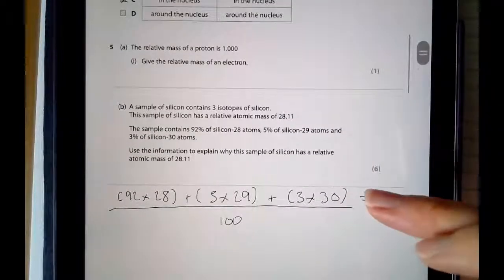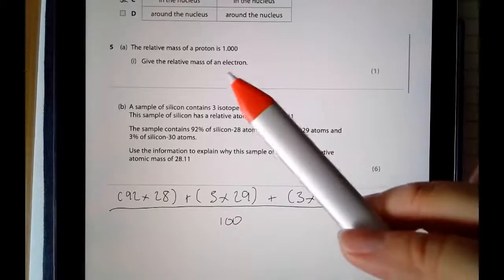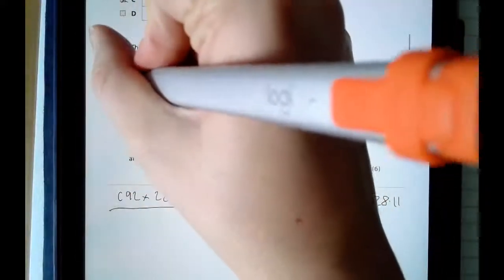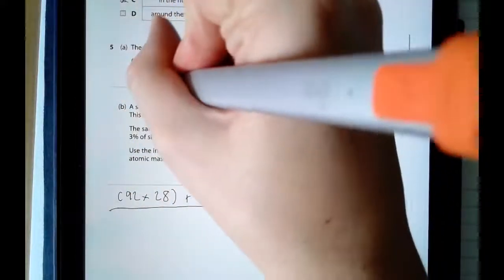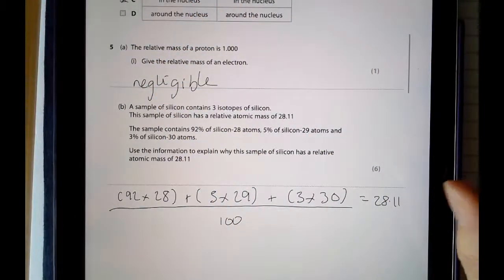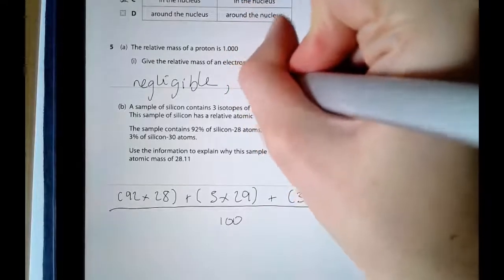The relative mass of an electron, okay, don't write negative. If they wanted negative, they'd ask you for the charge on an electron. You're being asked about the mass of an electron. And there's a few things you can say. You can write negligible, which basically means that electrons are so light, they're just insignificant. If you want to put a numerical answer on it, you can write 1 over 1840.